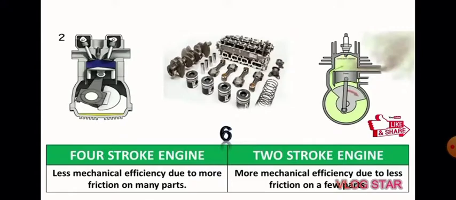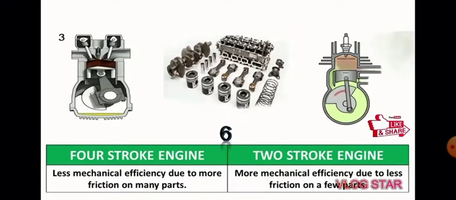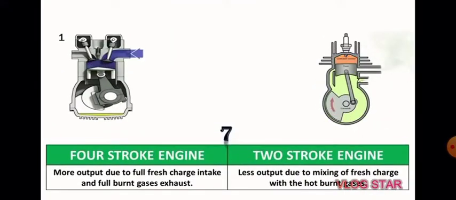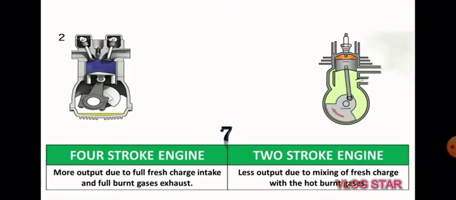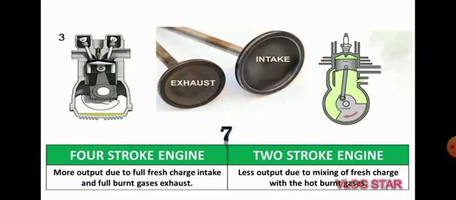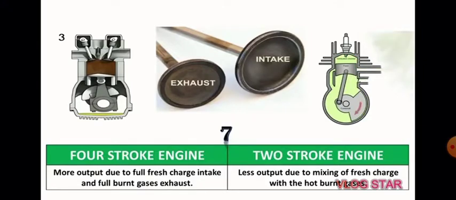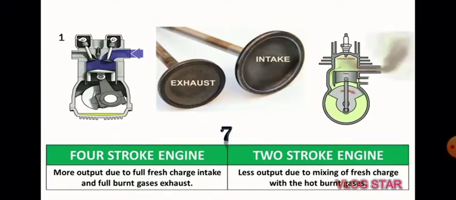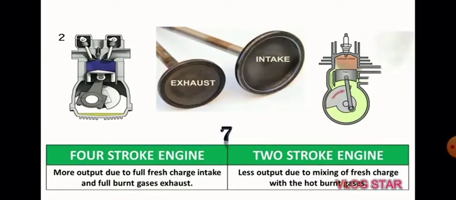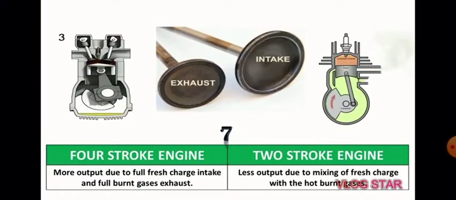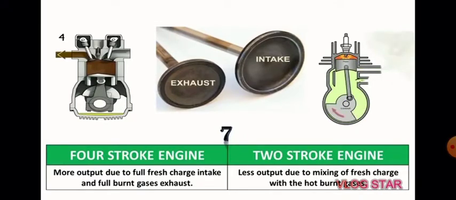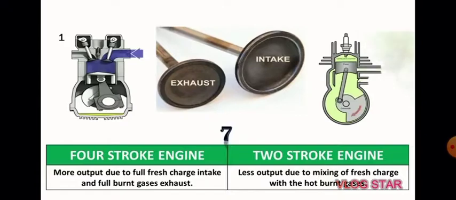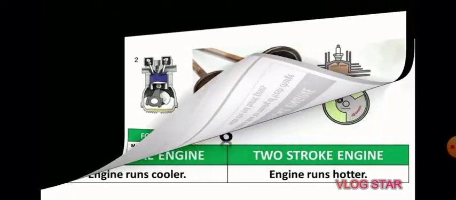You can observe here there is a requirement of much more parts to reduce the friction in case of 4-stroke engine. More output due to full fresh charge intake and full burnt gases exhaust is present in 4-stroke engine, whereas in case of 2-stroke engine less output due to mixing of fresh charge with the hot burnt gases is present. So you can observe there is a less output given in case of 2-stroke engine, whereas there is much more output given in the case of 4-stroke engines.